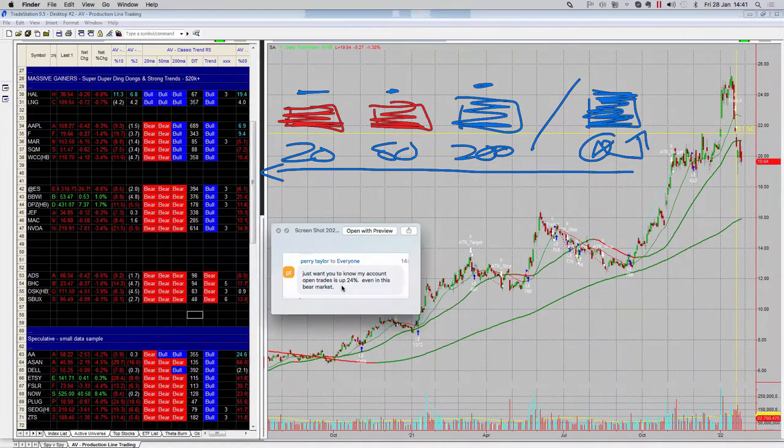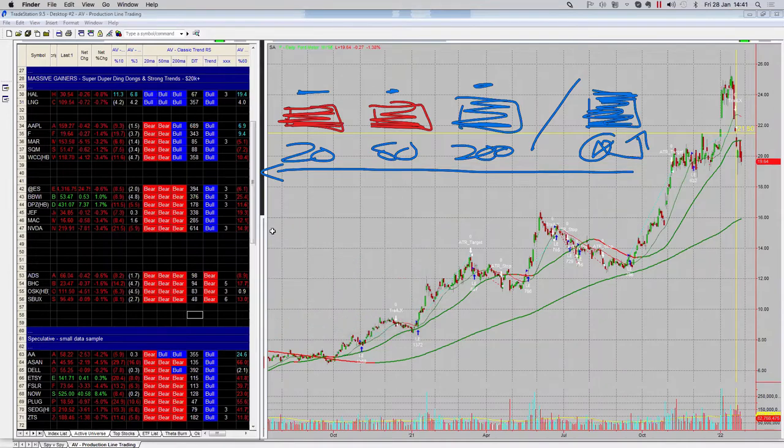Perry says his account with Open Trades is up 24%, presumably based on the capsule being used. Even in this bear market, in this huge correction, you're making money. And it's because of these principles, isn't it, Perry? It's being on the right side of the markets. That's an awesome job, dude. Well done. I'm so excited for you. Just putting into practice these simple concepts. It's not hugely complex what we're doing.